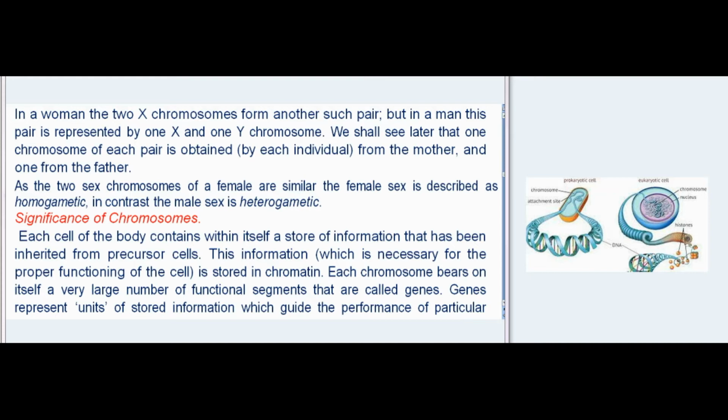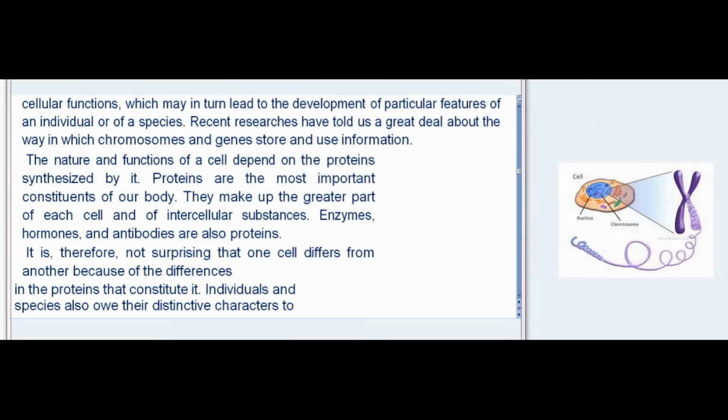Significance of chromosomes. Each cell of the body contains within itself a store of information that has been inherited from precursor cells. This information, which is necessary for the proper functioning of the cell, is stored in chromatin. Each chromosome bears on itself a very large number of functional segments that are called genes. Genes represent units of stored information which guide the performance of particular cellular functions, which may in turn lead to the development of particular features of an individual or of a species. Recent researches have told us a great deal about the way in which chromosomes and genes store and use information.